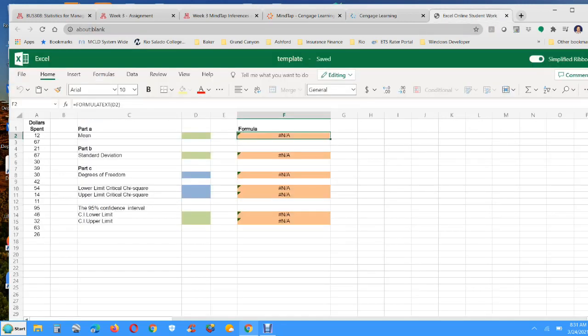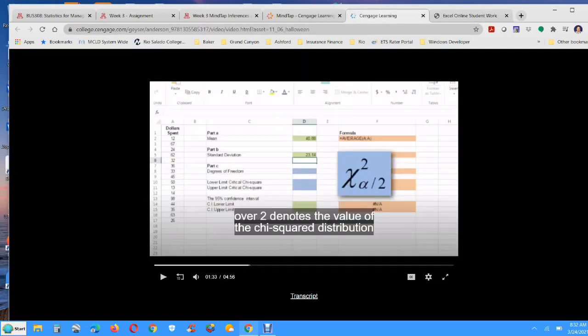So you have your data over here on the left. This is the dollars spent on Halloween costumes, and we're supposed to compute the mean, the standard deviation, the degrees of freedom, the cutoff values for the critical chi-squared value. We'll talk about that, and then the confidence interval itself. And these ultimately are going to be the numbers that we'll put back into Cengage MindTap as a result, to complete our assignment.